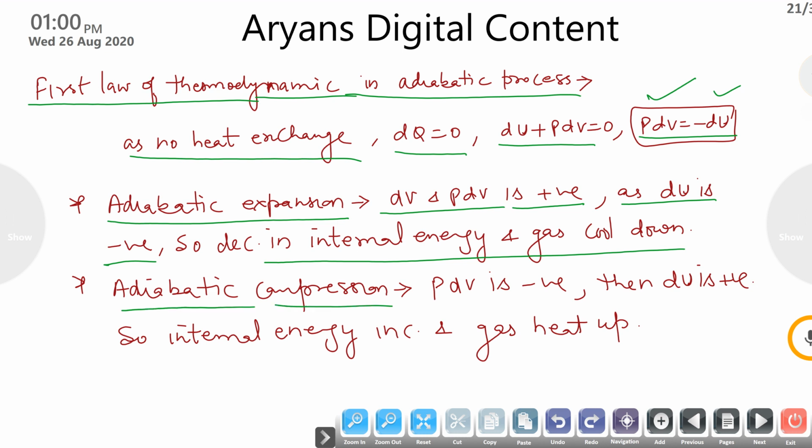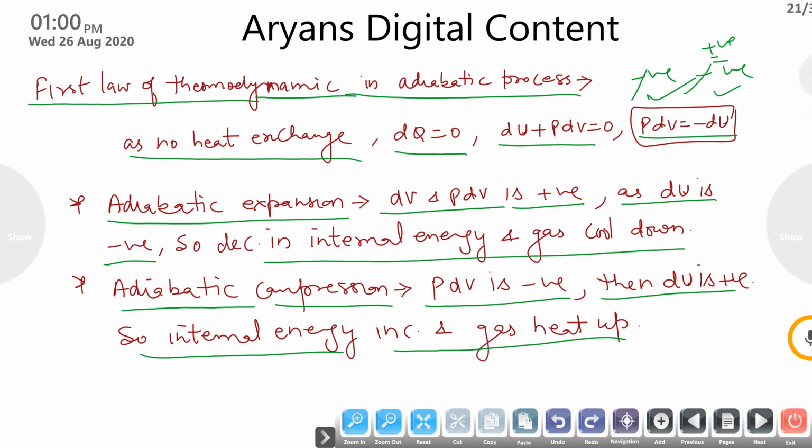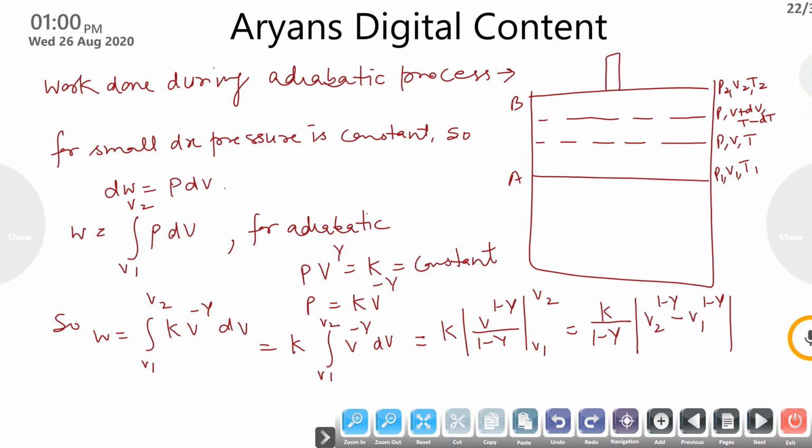Then adiabatic compression. What will happen in this case? When the gas is adiabatically compressed, the volume is decreased. So P dV is negative. This was also negative, so the negatives cancel out and this will become positive. So we can say that in adiabatic compression, dU is positive, or you can say the internal energy increases because the gas will heat up.